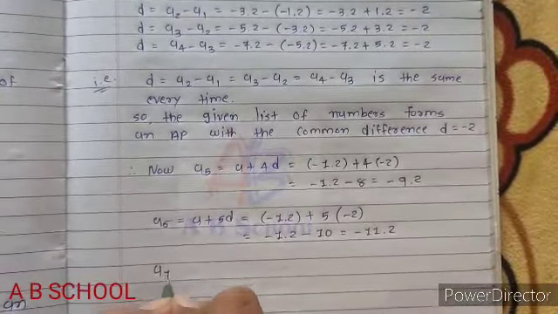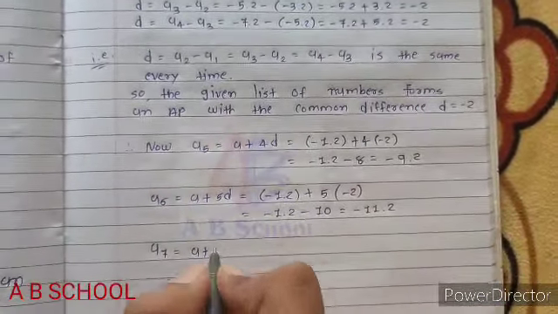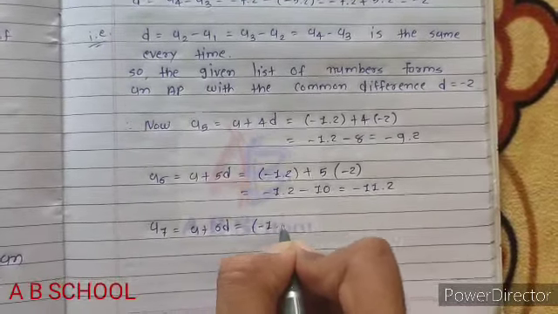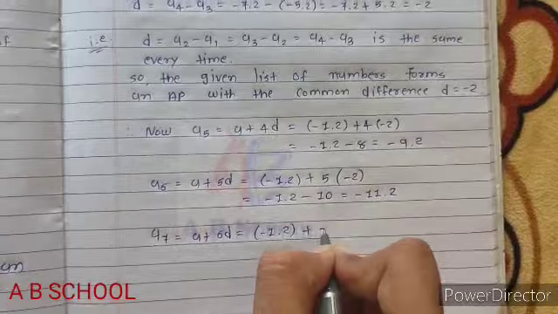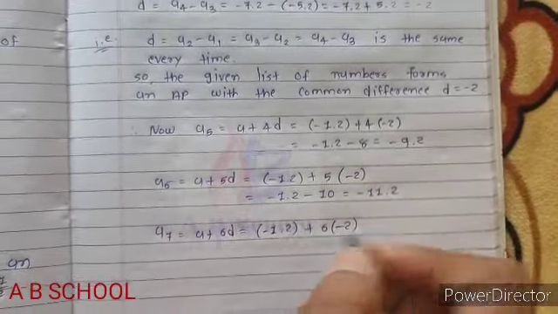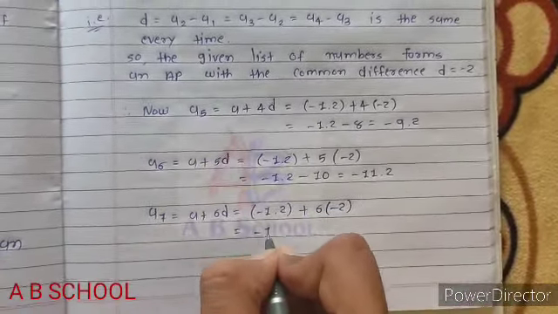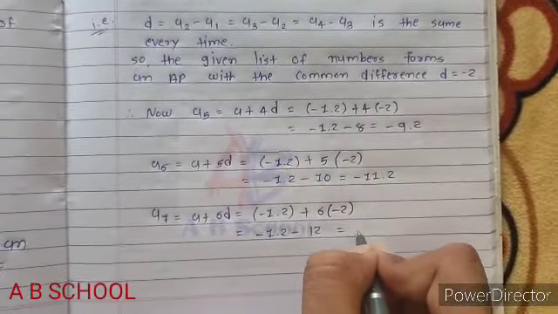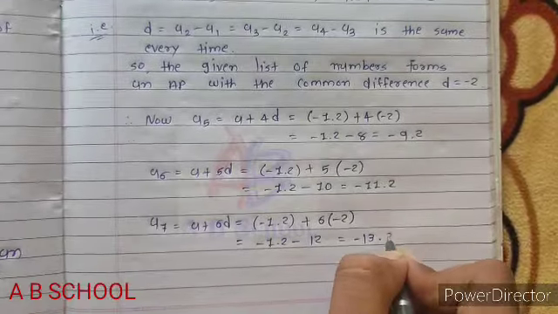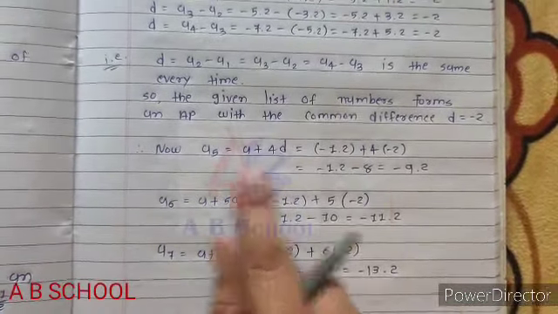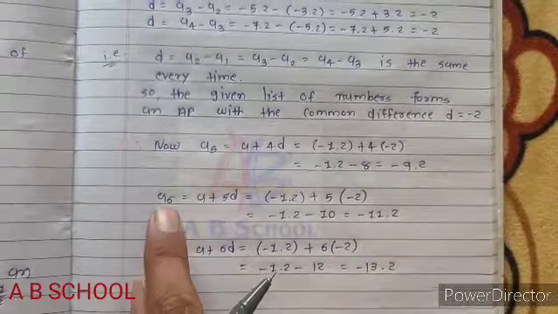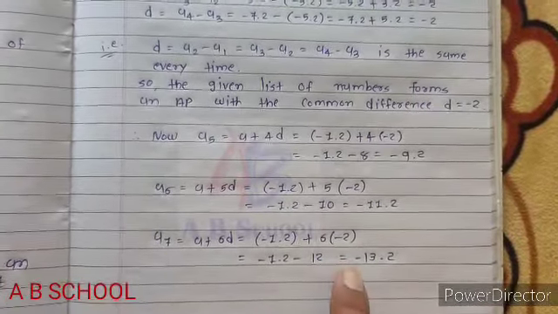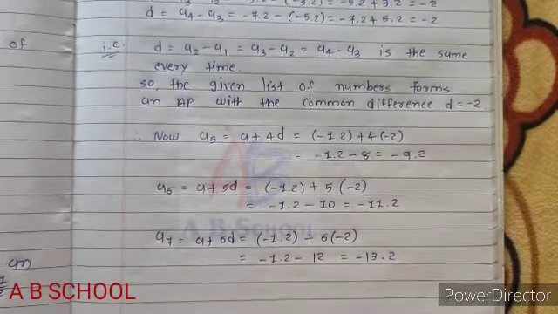For A7 is equal to A plus 6D. Value of A is minus 1.2 plus 6, value of D is minus 2. Minus 1.2 minus 12 is equal to minus 13.2. So value of A5 is equal to minus 9.2, value of A6 is equal to minus 11.2 and value of A7 is equal to minus 13.2.